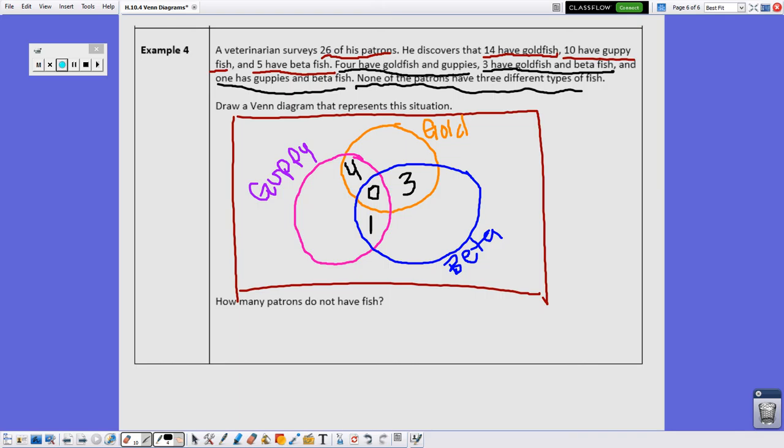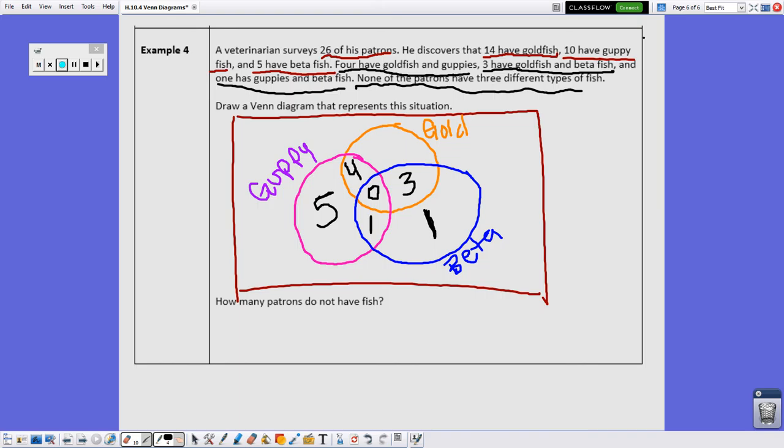Just going backwards here. It says 5 have betta fish. Okay, if there's 5 that have betta fish, let's look at what all is enclosed in that blue circle. We have a 3, a 0, and a 1. If we add all those together, we've got 4 fish. So that means we have 1 pet owner who only has just betta, and that's it. We're going to keep using this same process. So going backwards a sentence, we have 10 guppy fish. Now we have inside that pink circle a 4, a 0, and a 1. So that means we have 5 already that are accounted for. But there's 10 that have guppies, so that means there's 5 patrons that have only guppy fish.